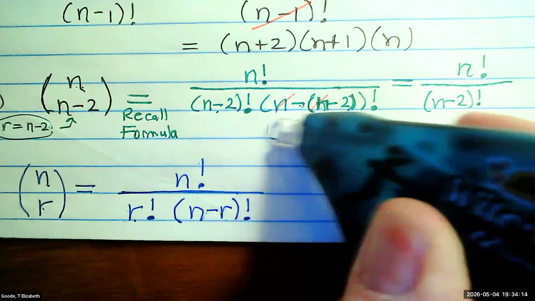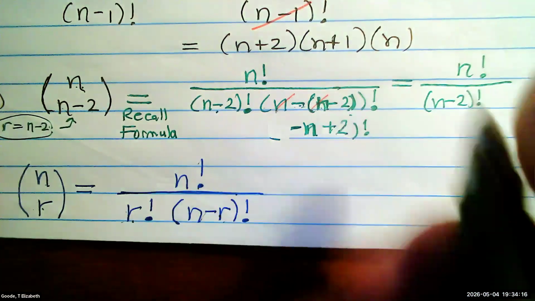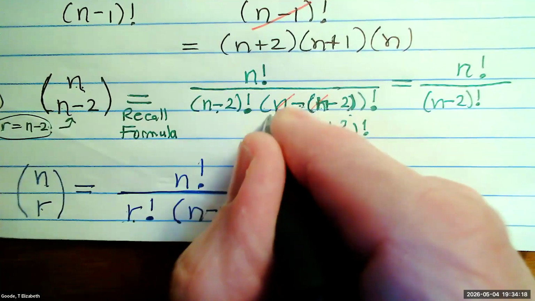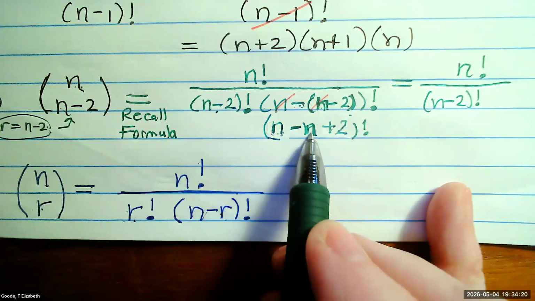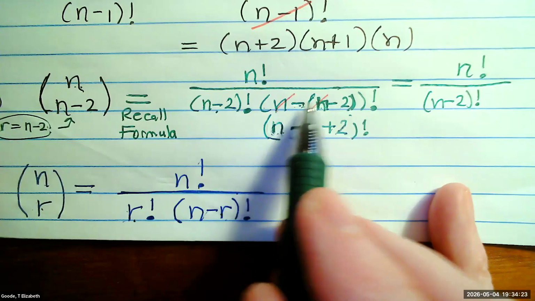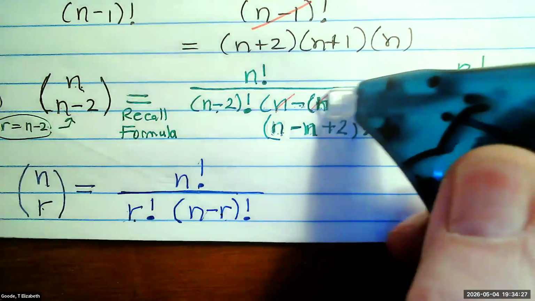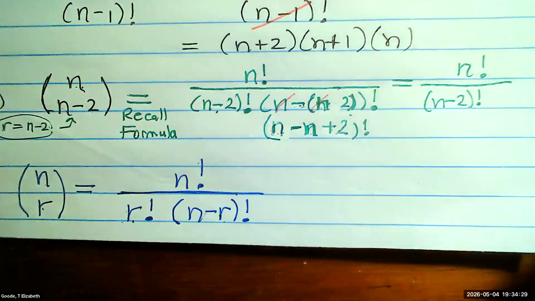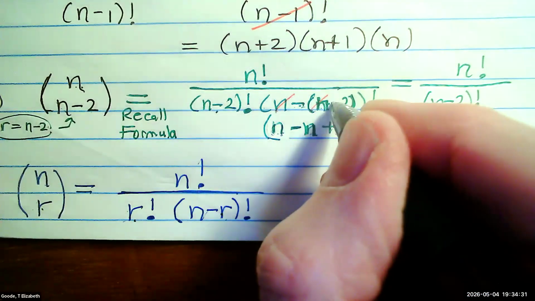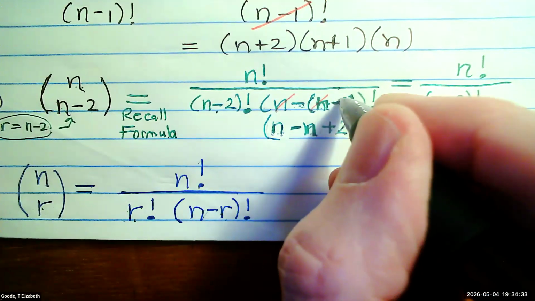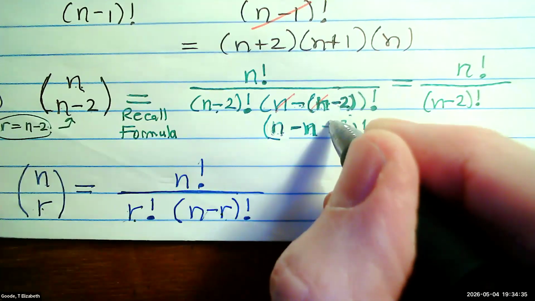See? The n's cancel. n minus n is 0. But the minus a negative 2 is going to become the positive 2. Does that make sense? So this is 2 factorial. Okay.